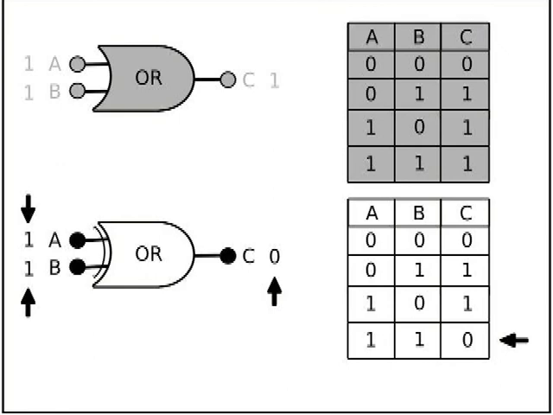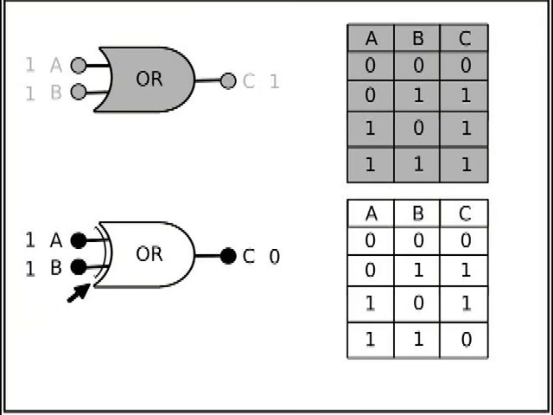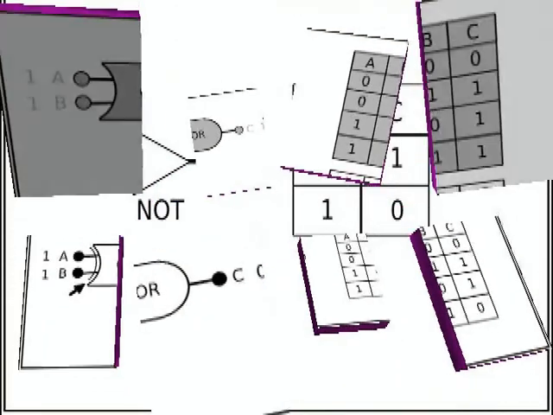The symbol for this gate is similar to that of the OR gate, except that an additional curved line across its inputs indicates this condition of exclusive.